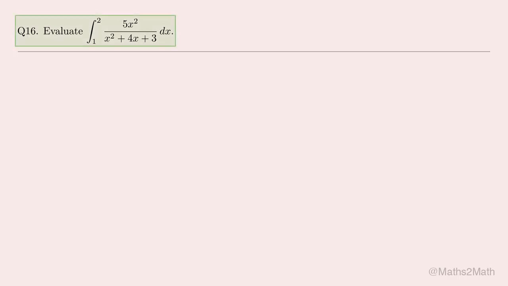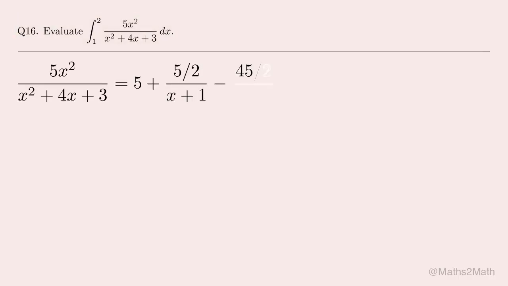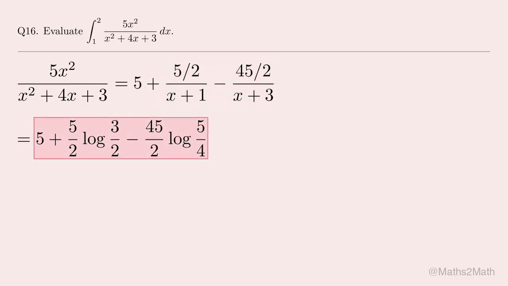Question 16. Improper, divide first, then partial fractions. 5 minus a proper fraction. Division and the split over x plus 1 and x plus 3. Integrate and evaluate between 1 and 2.